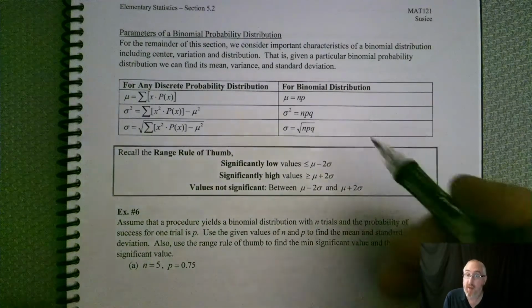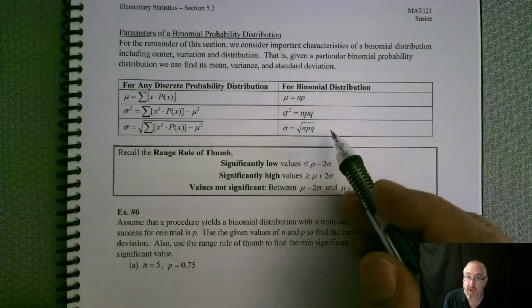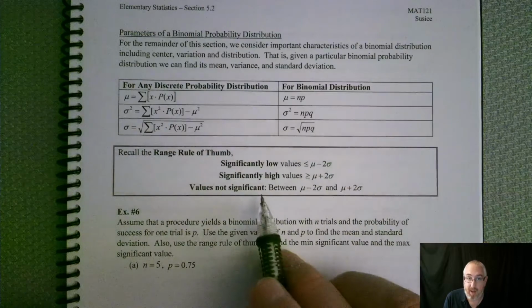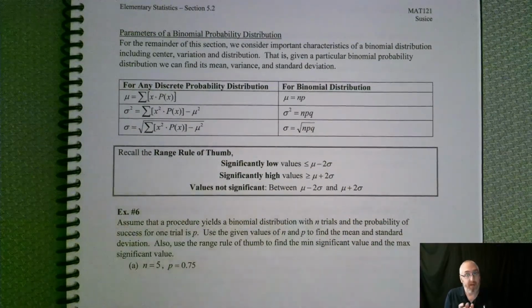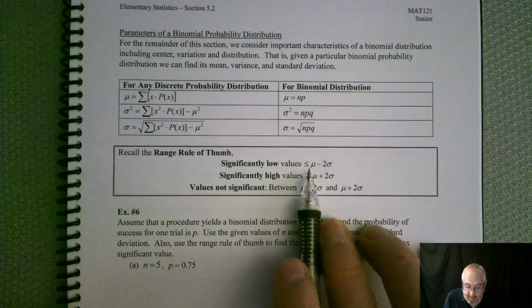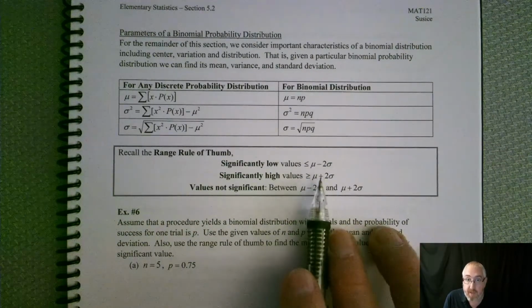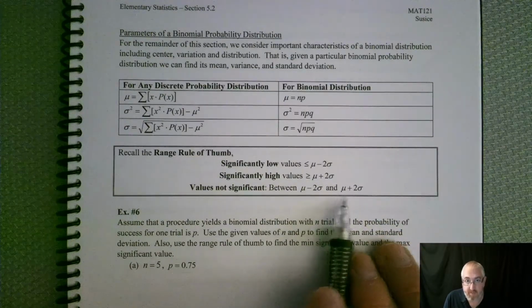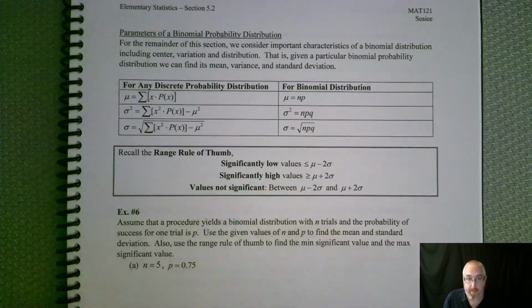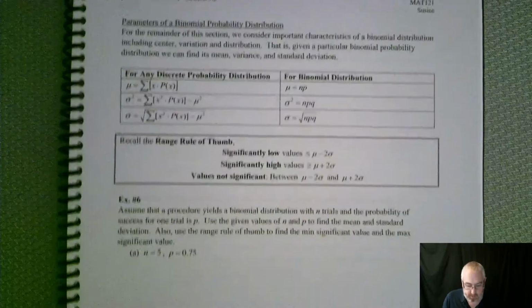Okay, so now that we know how to find means and standard deviations, we can then apply this range rule of thumb so we can look at significant values. Remember, we can look at them in terms of probabilities, but we also like the range rule of thumb. It's more concrete. It's one of three buckets. So it's either less than the lower cutoff, it's greater than the upper cutoff, or it's between the two cutoffs. And if it's between, then it's not significant. All right, so let's try a few.